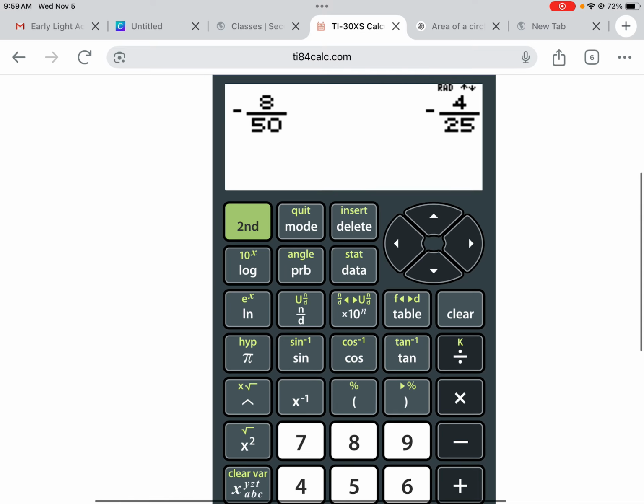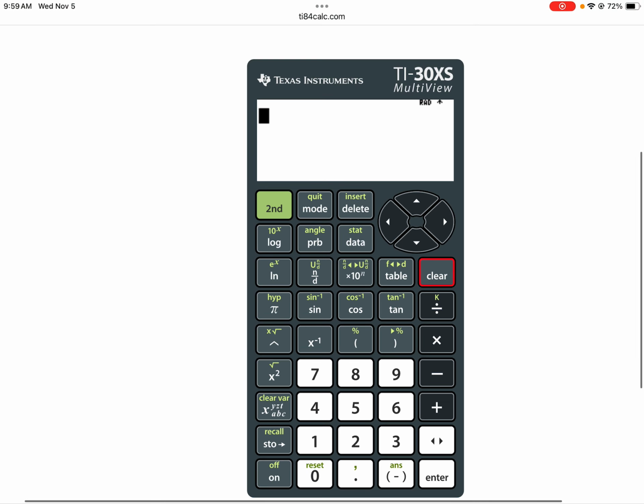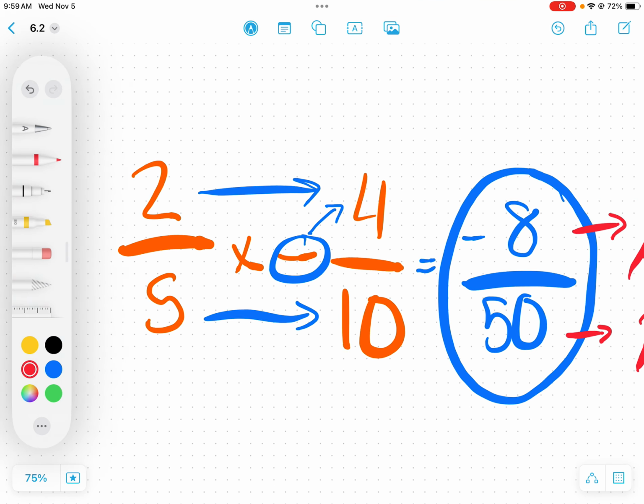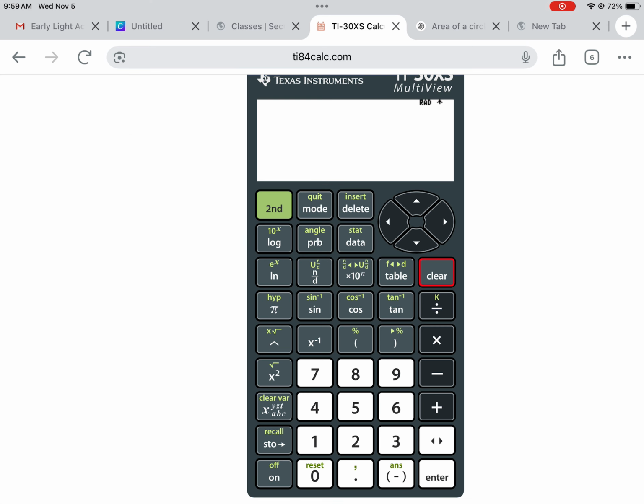Now, if you're typing the problem as a whole into your calculator, your problem right here was 2/5 times -4/10. If we just type that into our calculator, it will give you the simplified version automatically, -4/25. Okay?